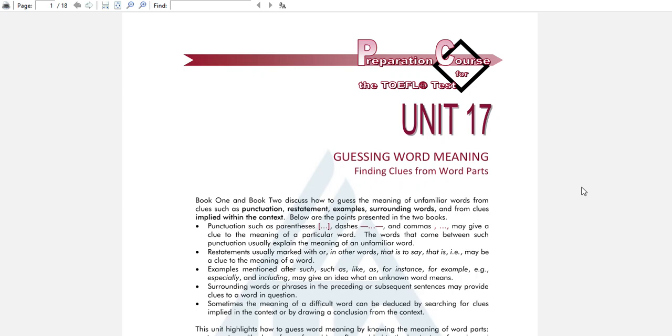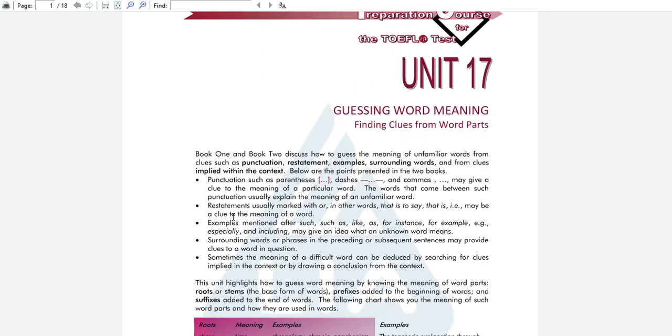Today we are going to continue with our discussion for the TOEFL Preparation 3 books. And today we are going to talk about Unit 17. This is the reading section: guessing word meaning, finding clues from word parts. Look at here. Book 1 and Book 2 discuss how to guess the meaning of unfamiliar words from clues such as punctuation, restatement, examples, surrounding words, and from clues implied within the context.